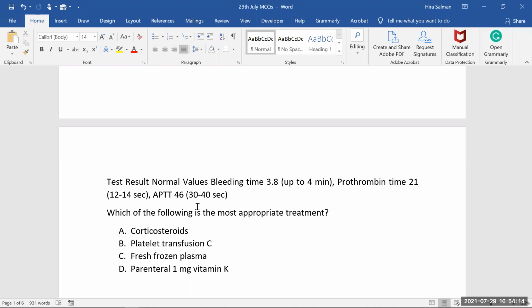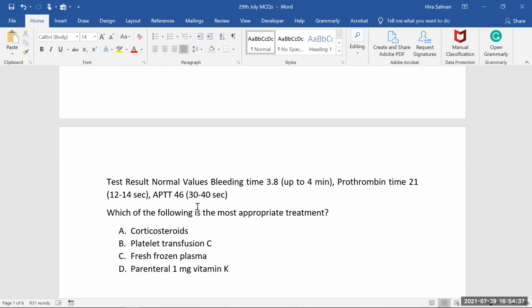Thromboplastin is the protein which is going to help convert thrombinogen into thrombin. And then thrombin, once activated, will help in converting fibrinogen into fibrin. And once fibrin is there, it will help the platelet.